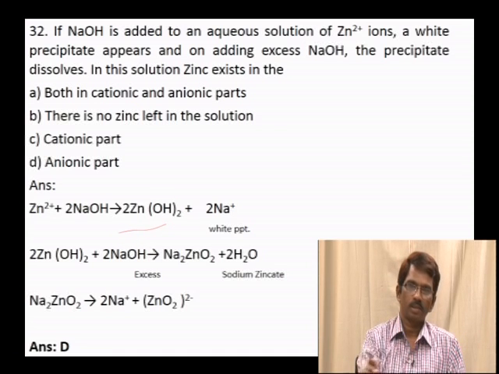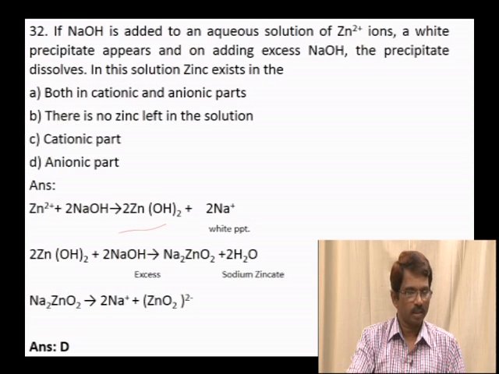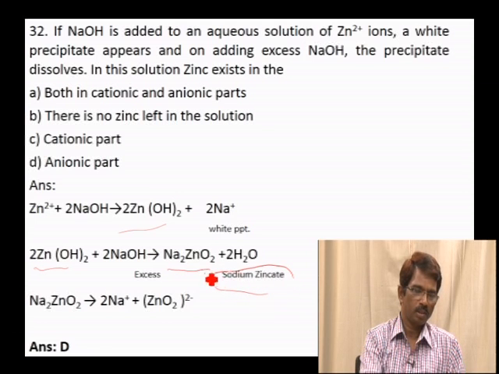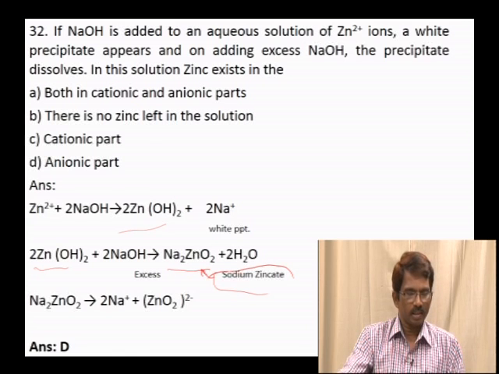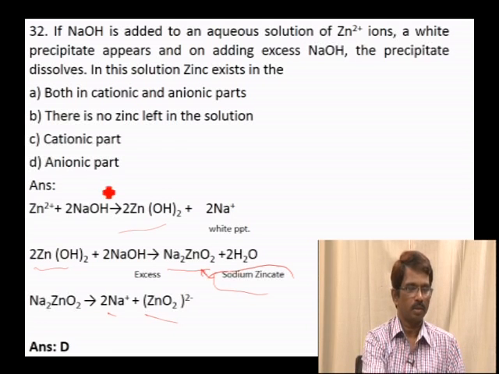precipitate of zinc hydroxide. This zinc hydroxide is soluble in excess of NaOH, and therefore when we add excess NaOH, the white precipitate which was formed initially dissolves to form Na2ZnO2, which is called sodium zincate. This sodium zincate is a clear solution. In solution it gives Na+ ions and ZnO2 2-, that is the zincate ion, which is nothing but an anion. So the zinc comes out in the form of the zincate ion, that is an anion, and therefore the correct option is option D.